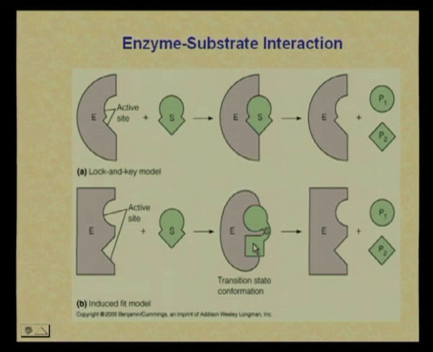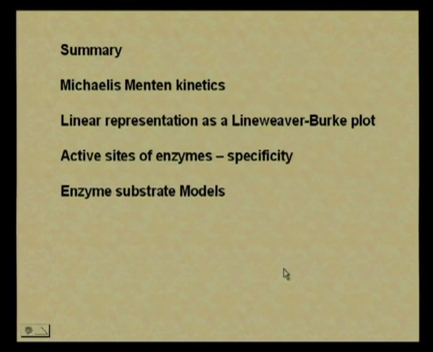Why has it changed? To accommodate the substrate, okay. So, the substrate also, basically this is formed so that it can be cleaved. In this case it is being cleaved. Okay. So, now we have the enzyme, the transition state conformation that is formed, and we have the enzyme form the products. Okay. So, we have these two models.